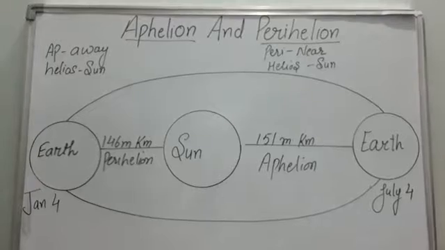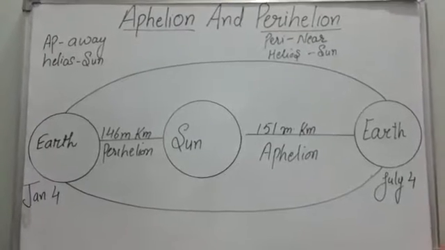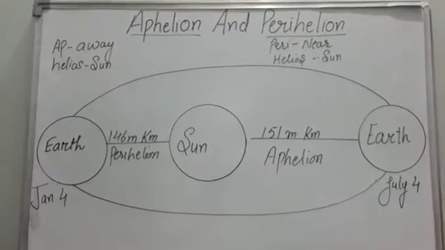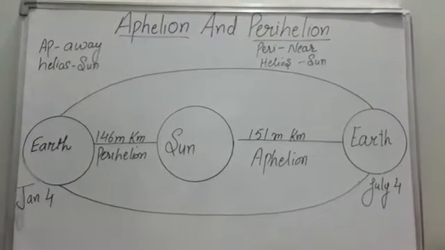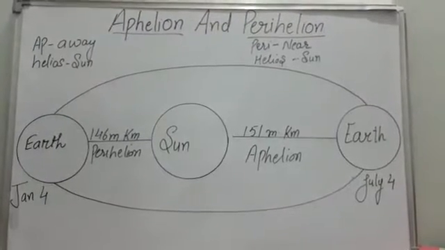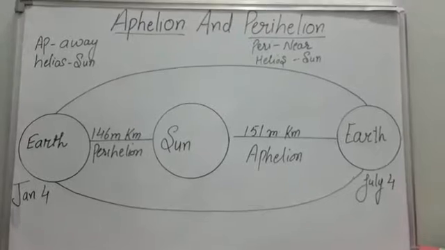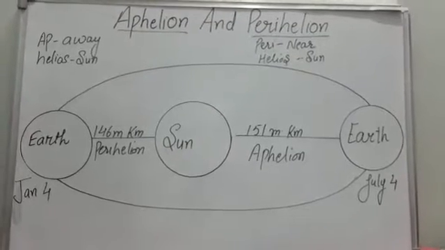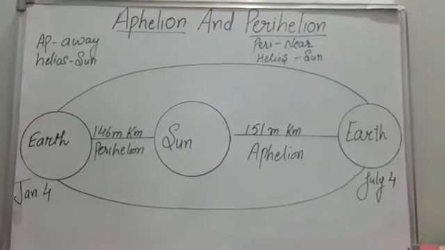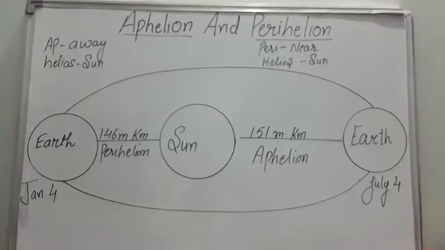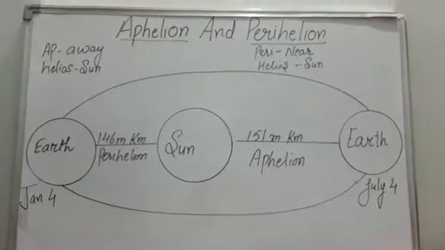Aphelion is derived from two words. One is ap, which means away, and helios means sun. Now look at the right side of the blackboard, perihelion. One is peri, which means near, and helios means sun. So perihelion means near to the sun.